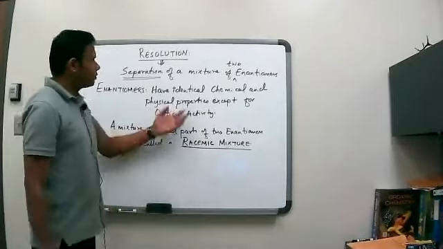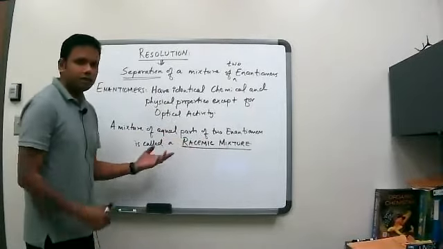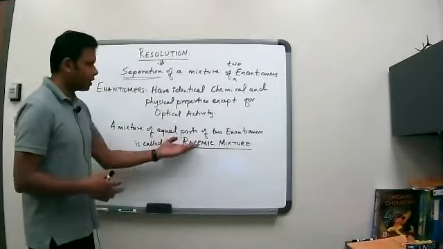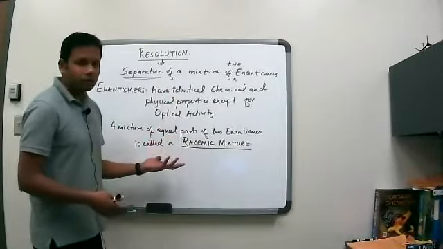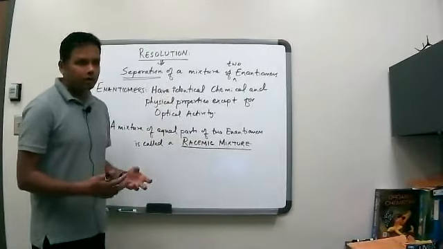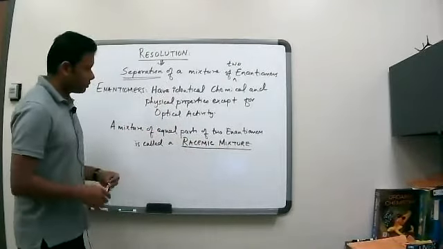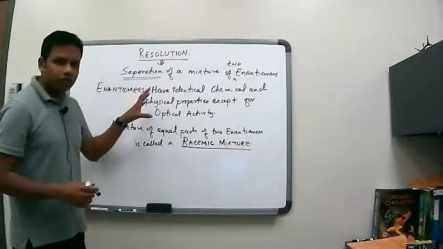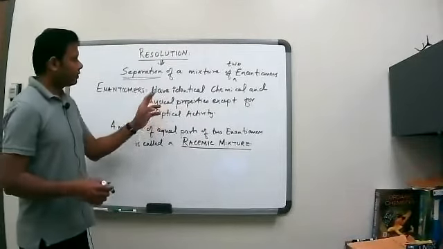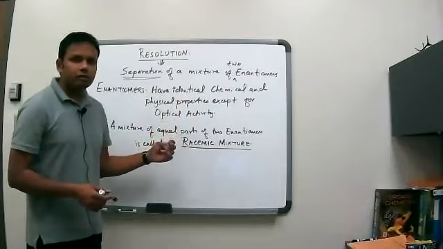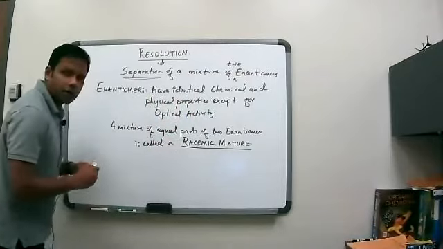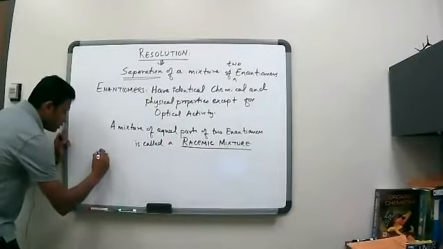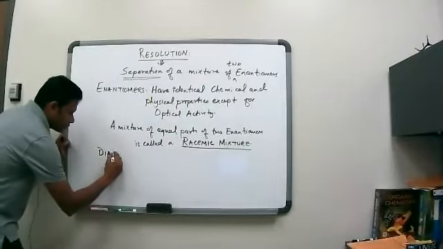So what we are talking about here is how do we separate these out? If we have a racemic mixture, which is a mixture of two enantiomers, how do we separate that out? Okay, that is what we're going to focus on. So enantiomers have a big problem. They have identical chemical and physical properties, so they're not easy to separate out. Now, the other kind of stereoisomers that we've seen are diastereomers.